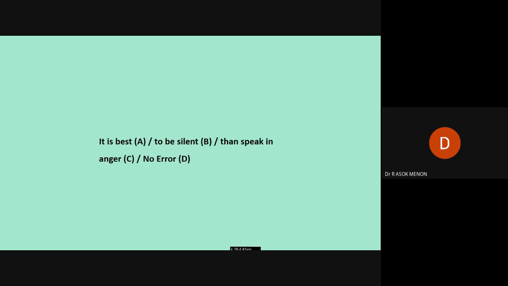Then, it is best to be silent than speak in anger. Yea. Bharat Kumar says it is yea. That's correct. And Bharat, it is better to be silent. Very good. It is better, not best. It is better. Best should be avoided as better.